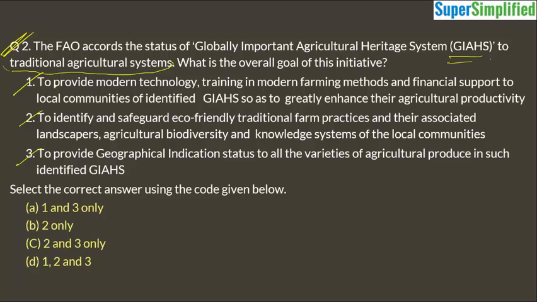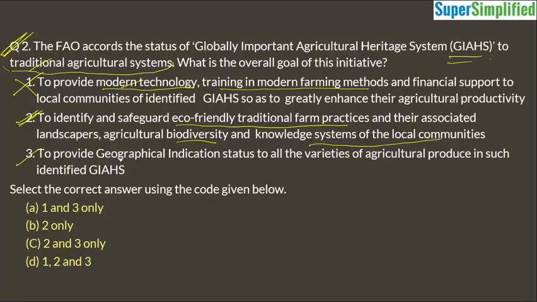Now read statement 1. To provide modern technology, training in modern farming methods and financial support and all, right? So traditional agriculture systems and modern technology will not go together, so I'll mark it wrong. Now coming to statement 2, to identify and safeguard the eco-friendly traditional farm practices and their associated landscapes, agricultural biodiversity and knowledge systems of the local communities. All this is related to eco-friendly and traditional farming, right? So this could be correct, so I'm just marking it right.